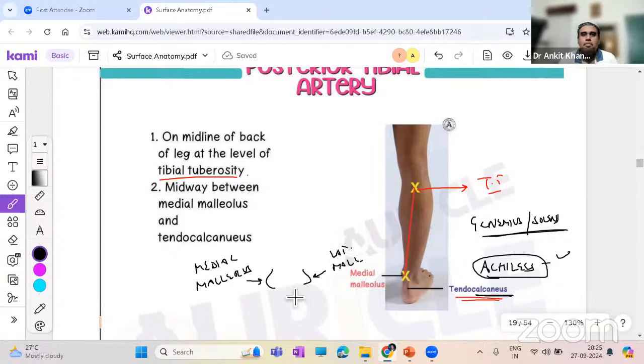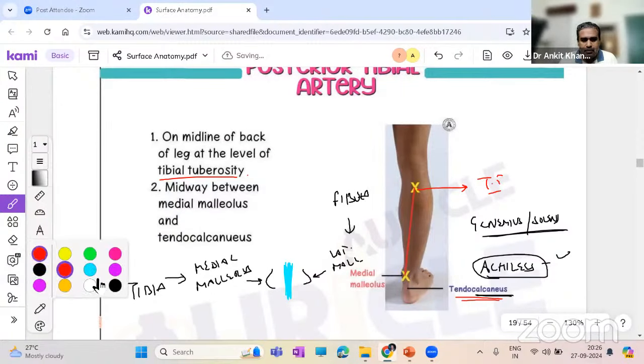Simple as that. This will be coming from which bone? The medial bone of the leg is the tibia. The lateral bone of the leg is the fibula. Fair enough. So these are all the sides. Now the tendon was coming over here, the very tough tendon, tendocalcaneus or Achilles tendon. Now right between them, this is the location of what? Posterior tibial artery.